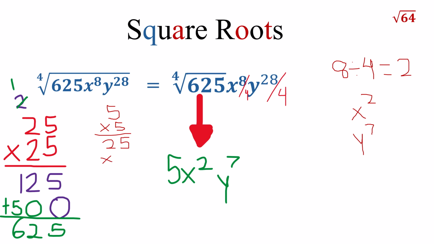25 times 5 is what? I did it over here already. Is 125. And then times another 5 is going to give you 5. Carry a 2. 12. Carry a 1. It's going to give you 625. That's a 6, by the way.